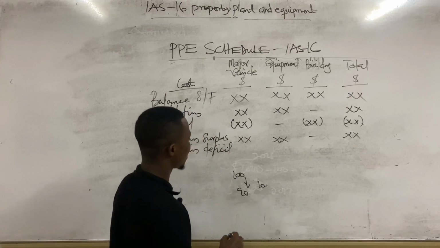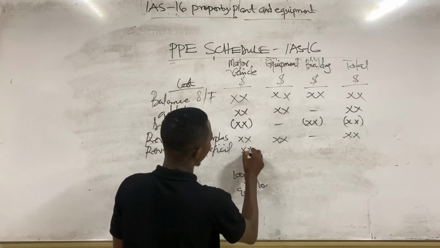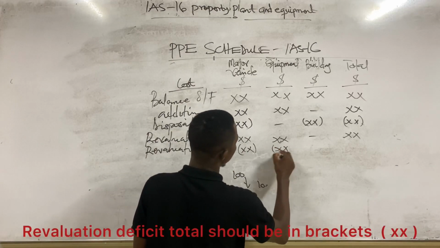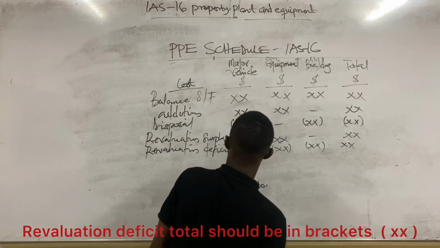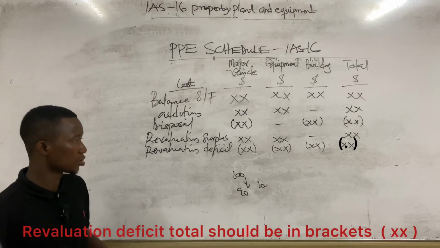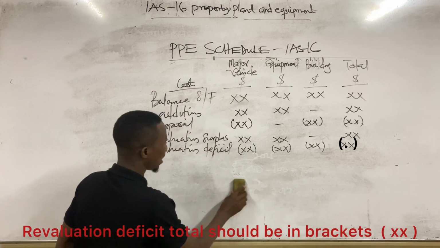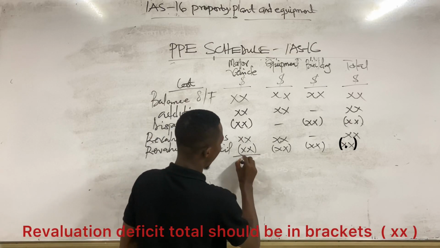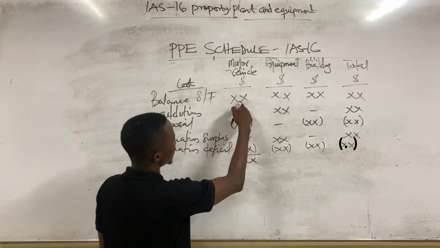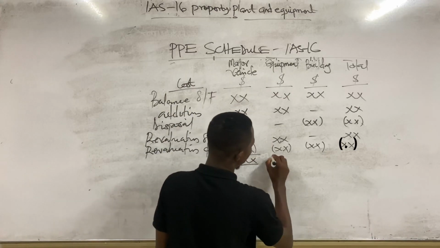For revaluation deficit, we take it out, we subtract. So let's say we have the revaluation deficit for this, and then we have the total. So that is all under the cost aspect. Okay, so after doing these things, then we add to arrive at the total. We add this, that is this plus this minus this plus this minus this, then we get a total.